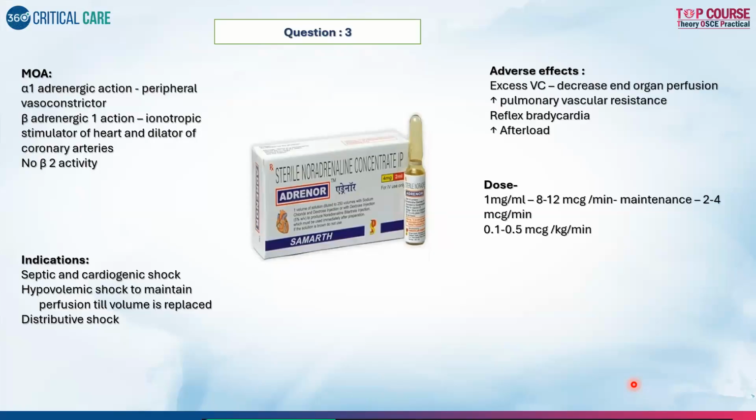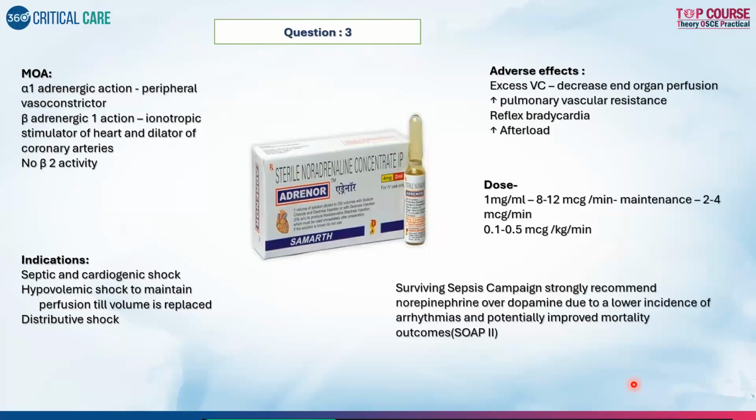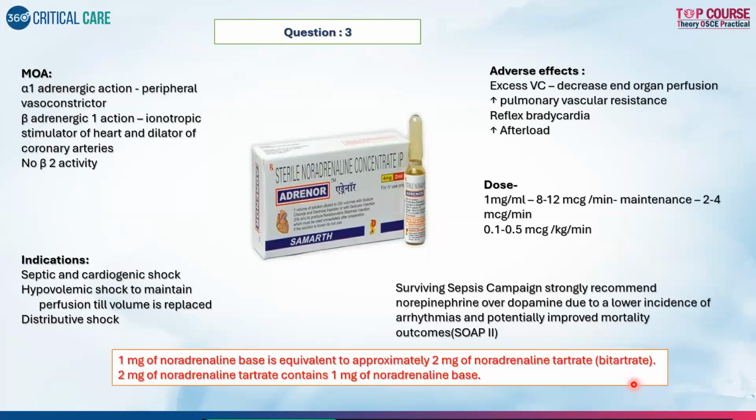Dosing, we all know this is 8 to 12 microgram per minute with maintenance being 2 to 4 microgram per minute. All right. And evidence, it has an evidence in Surviving Sepsis Campaign which strongly recommends the use of norepinephrine over dopamine due to lower incidence of arrhythmias and potentially improved mortality outcomes as given in the SOAP II study.